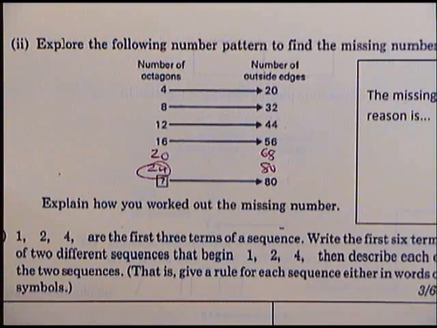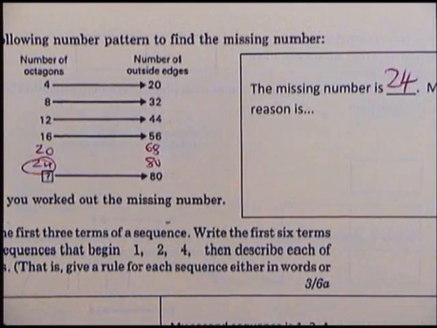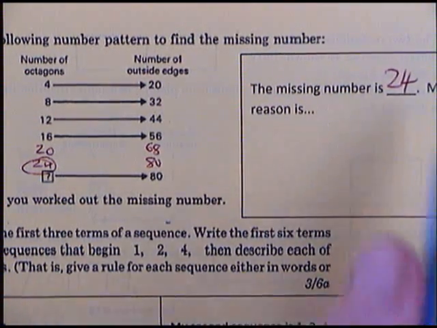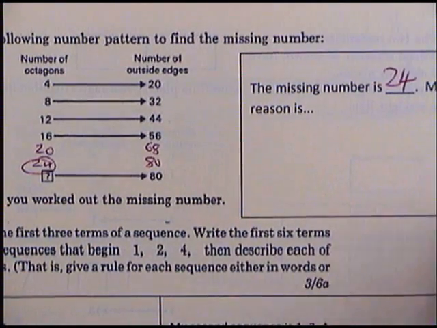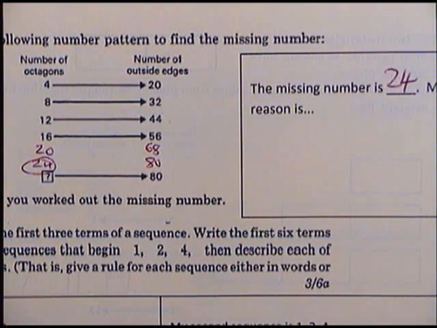So the missing number is 24, and the reason, you're not actually going to get an extra mark for the reason, you're going to get 2 marks for the 24.